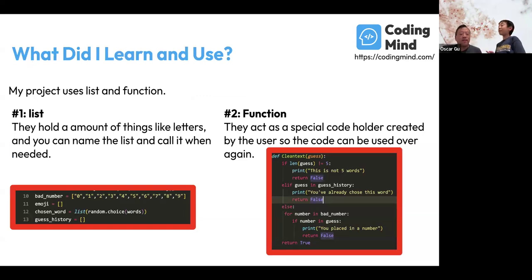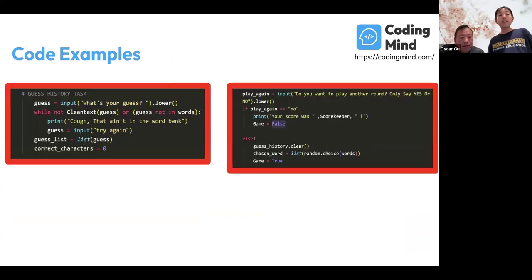In this project, I use a list and a function. A list can hold an amount of things like letters or numbers, for example here. And you can name a list and call it again when needed. A function acts as a special code holder created by the user so the code can be used over again. This function is called clean text. So these are some of my code examples.